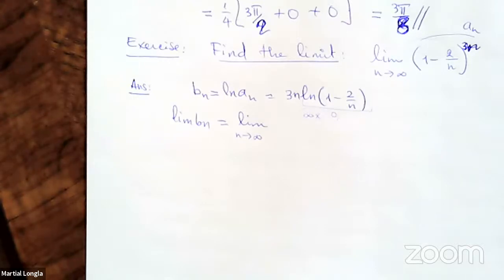To do L'Hopital's rule, you need a ratio of two functions which have the same limit equal to 0 or infinity.